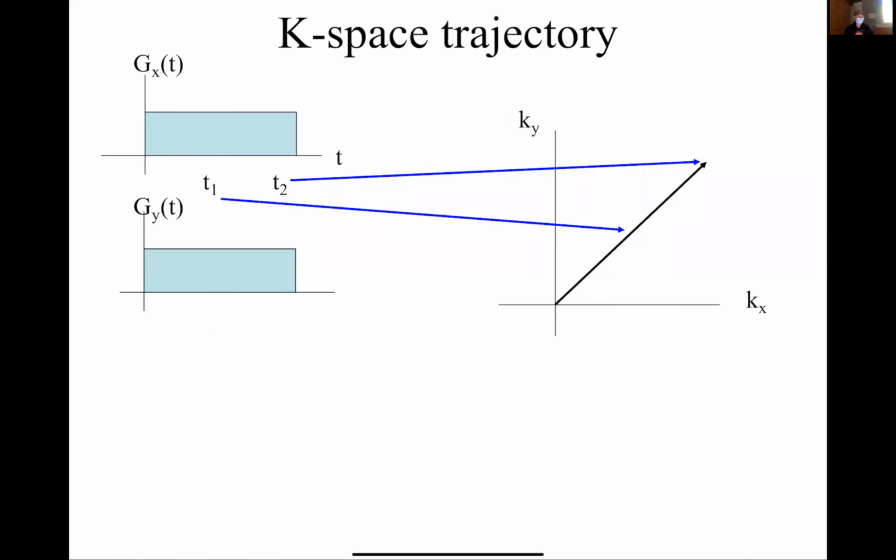Okay, so here's the slide. This was your suggestion: if you don't want to wait, you can apply both gradients at the same time, and that's fine. Now, in practice, there are limits in terms of what you can do, but if you can play the gradients at the same time, you do, because it saves time.